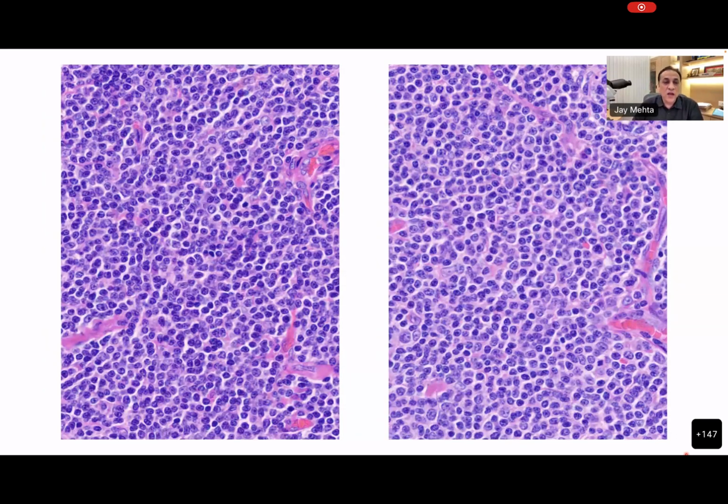Here's another high power view. You can see in this case, there is not much centrocytic morphology, but more rounded shape, very mature chromatin. And you can see some plasma cells also kind of admixed with this marginal zone proliferation. So if you did a light chain immunohistochemistry on that, you would see some light chain restriction as well.